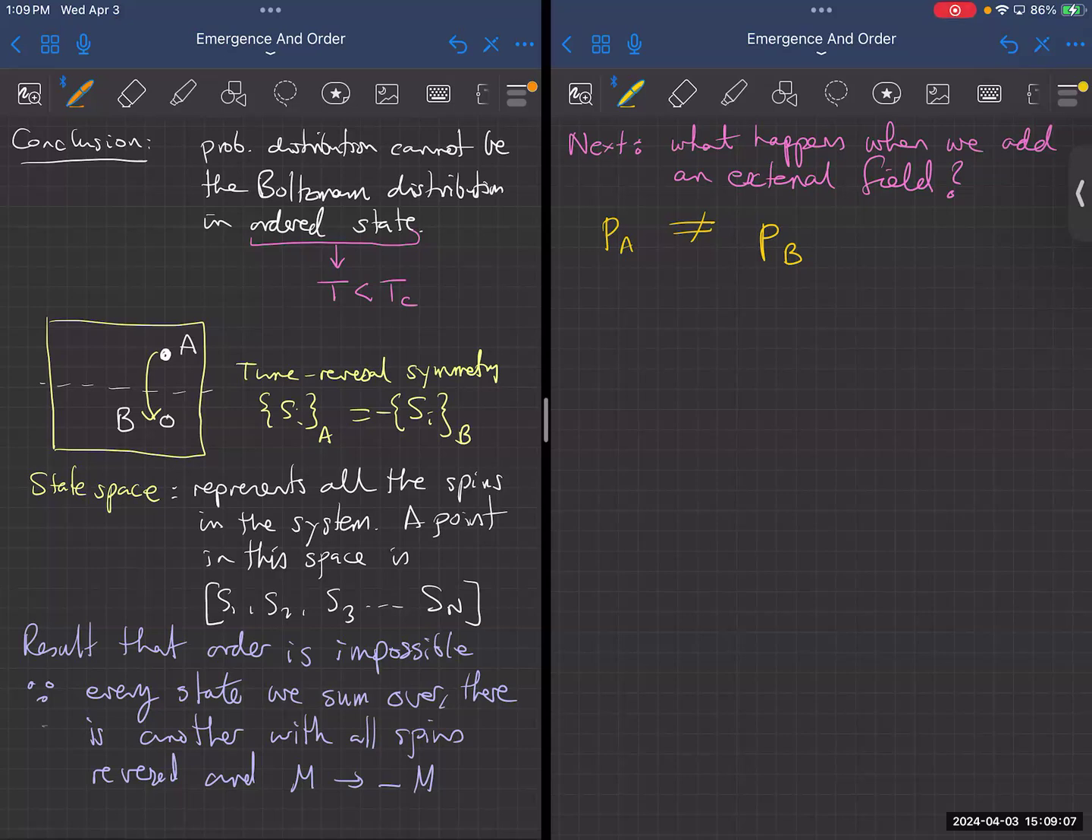The reason that they're not the same is because we have this term minus h times the sum over i of S_i in the Hamiltonian. So because I've got that term, without the field, those states are equally likely. When the external field is applied, then the ratio of these two states is going to be the following.